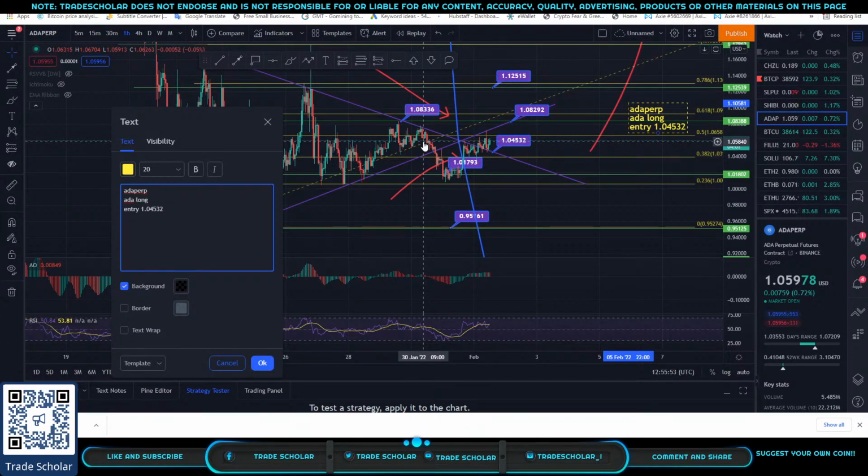So entry, okay, and then another entry for long is if it goes down again, 1.0179. Okay, if it doesn't hold, this one is risky. SL 1 to 5%. TP1 will be 1.08292. Okay, TP2 will be 1.12515. Okay, this is the long position.